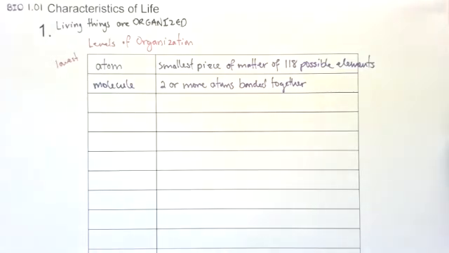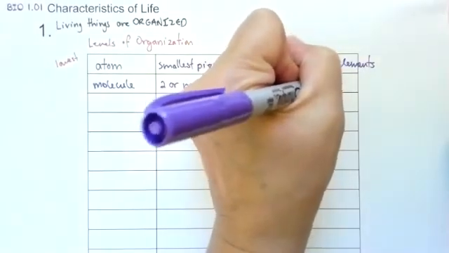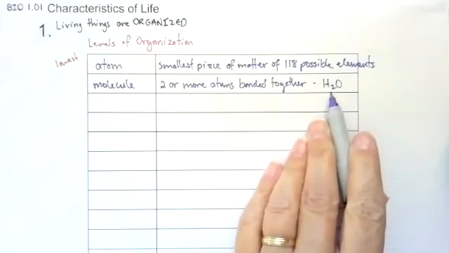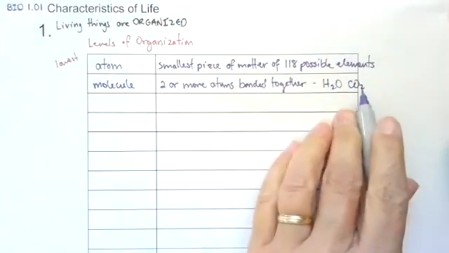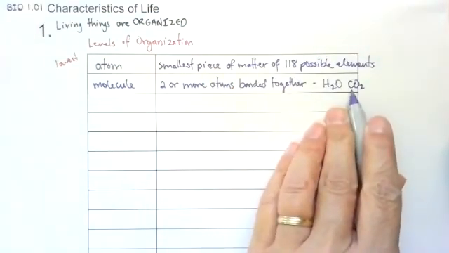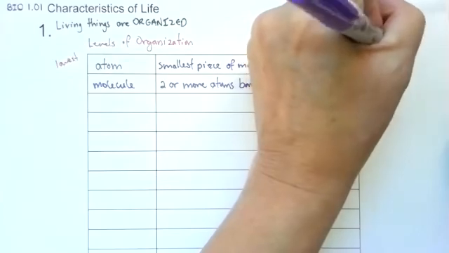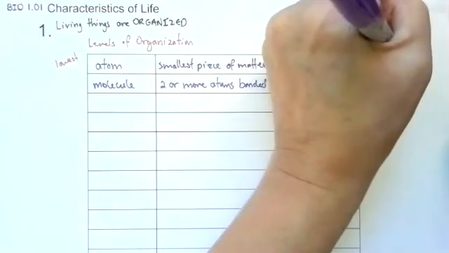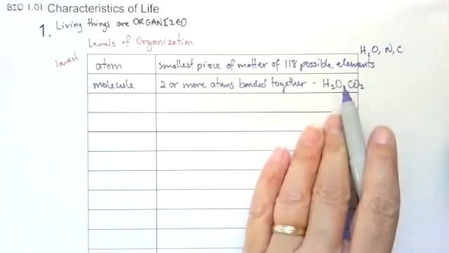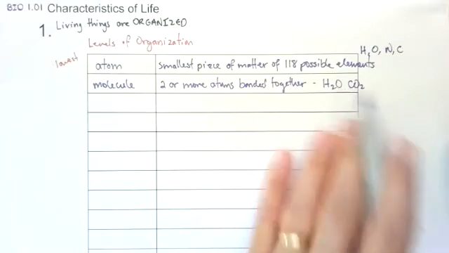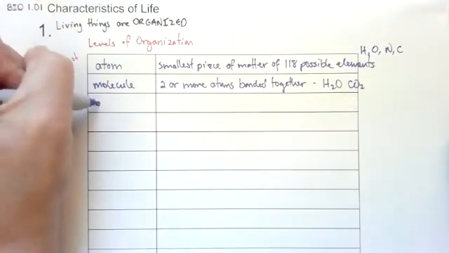And these aren't just any molecule, these are very small molecules. So we're talking about things like H2O, 2 hydrogen bonded to 1 oxygen, or CO2, carbon dioxide, 2 oxygen and 1 carbon. These are molecules. They're made of hydrogen, oxygen, nitrogen, carbon. If we take individual atoms of these elements and we combine 2 or more, it's going to make a molecule. The next level is a macromolecule.